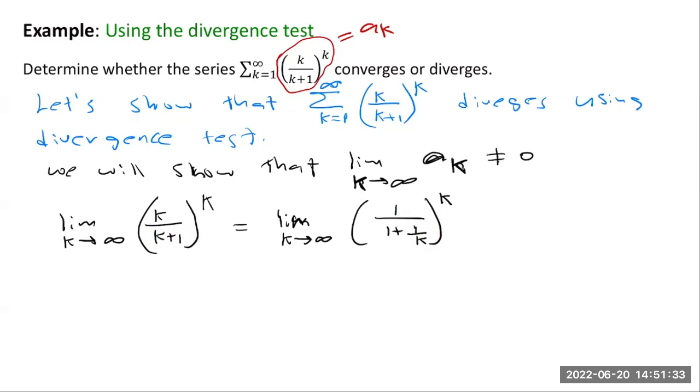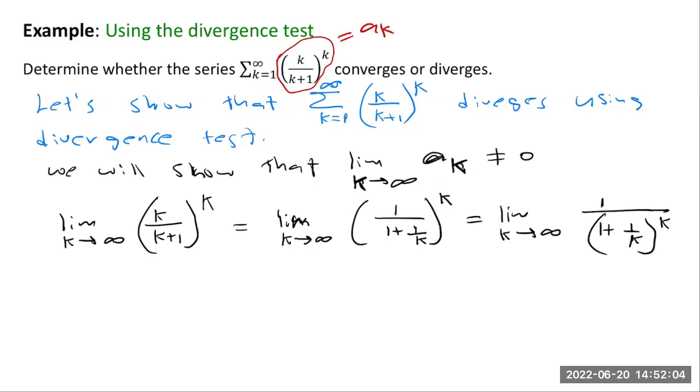Okay. Before I take the limit, I'll take the power of both top and bottom separately because I have the power k here. So I will apply the power to the top and bottom separately. So this is going to be equal to the limit as k approaches infinity of 1 to the power k, and 1 to the power k is just 1, right? Plus (1 over k) to the power k. I just applied the k power to the top and bottom separately.